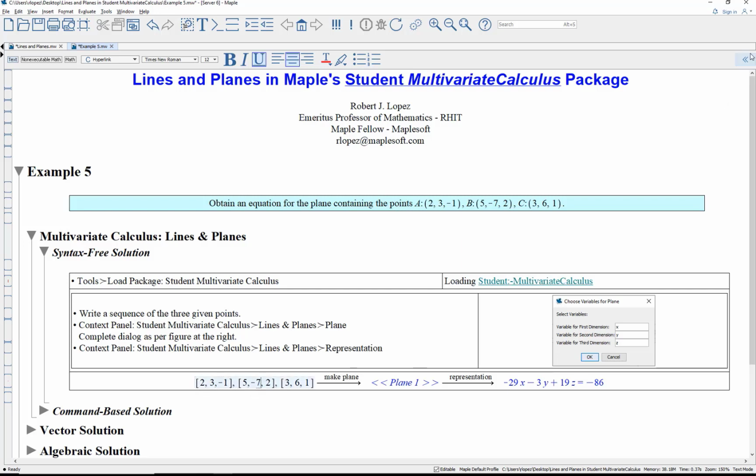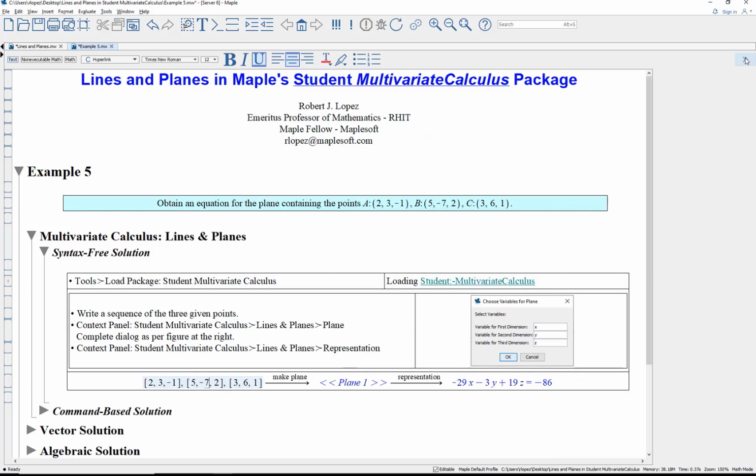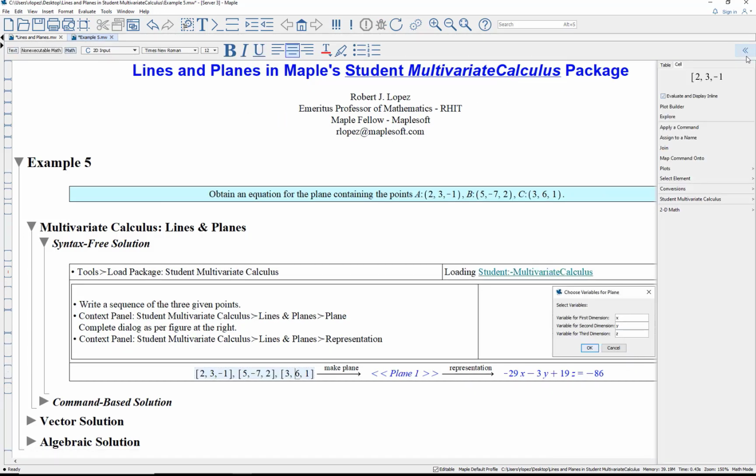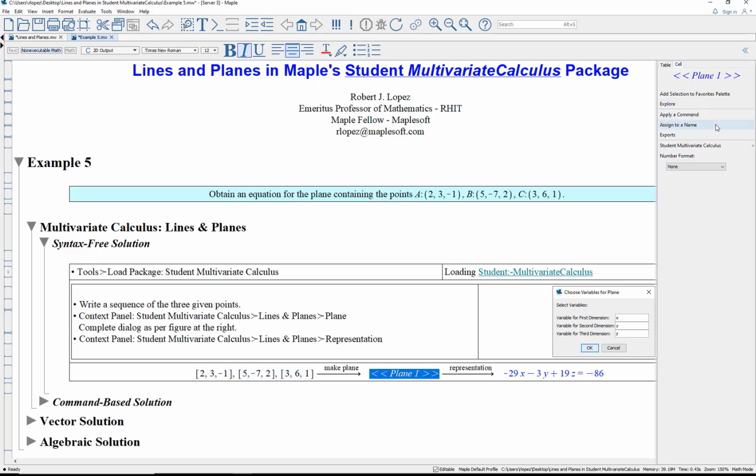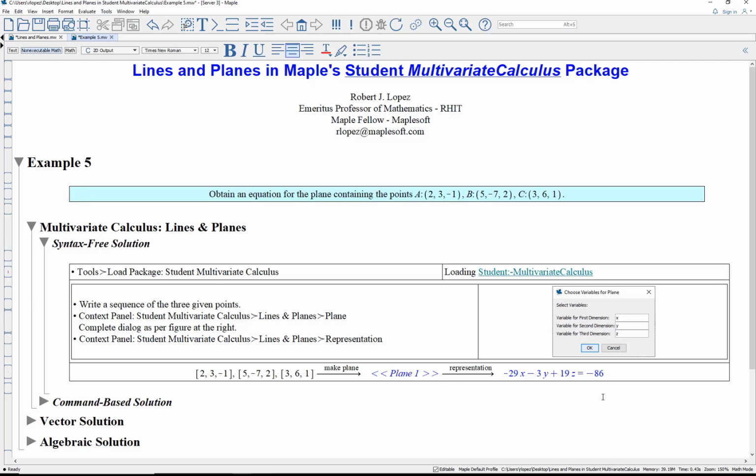Right click, go to the context panel. Select Student Multivariate Calculus, lines and planes. Pick plane. That will create this plane object. Go back here. Student Multivariate Calculus package, lines and planes, and you pick what you want out of this list. And we want representation, and Maple gives the equation of the plane.